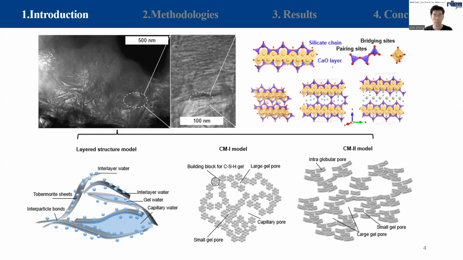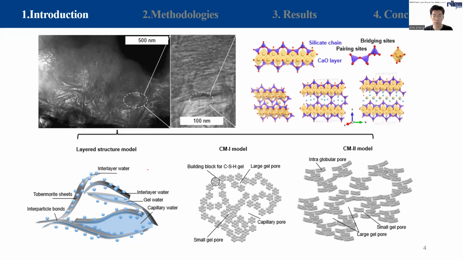The negatively charged silicon ion layers are also balanced by calcium cations in the interlayer region. These interlayer calcium ions form a strong ionic covalent bond with the CSH layer. This bond allows for the compact stacking of CSH layers, leading to the formation of CSH particles. The nanostructure of these assembled CSH particles, along with the presence of pores, remains enigmatic and subject to ongoing debate.